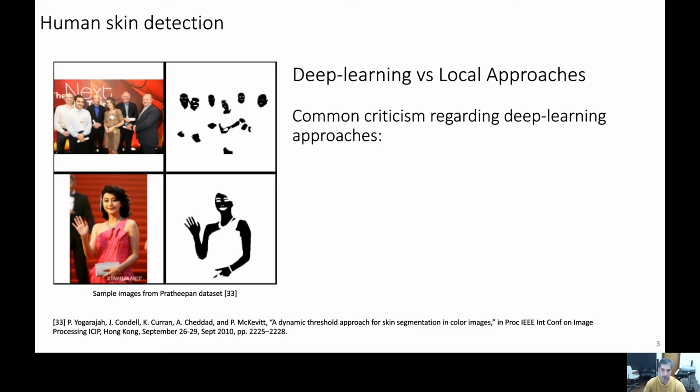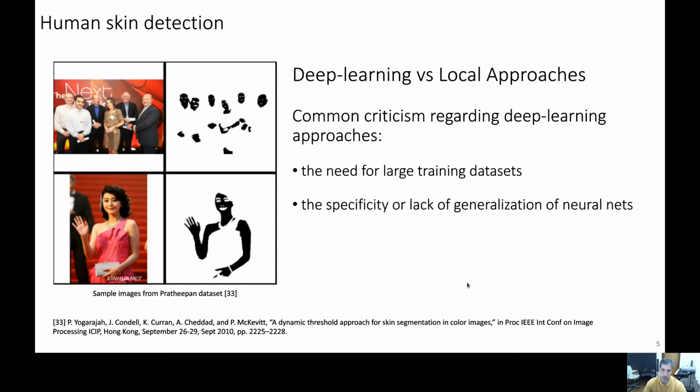Despite all advances that fully convolutional neural networks have brought for image segmentation, some common criticism is still made to argue that pixel-based approaches are more suitable for skin detection, namely, the need for large training datasets, the specificity or lack of generalization of neural nets, and prediction time.